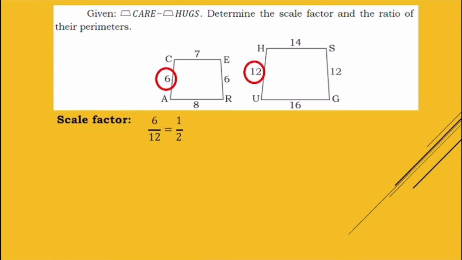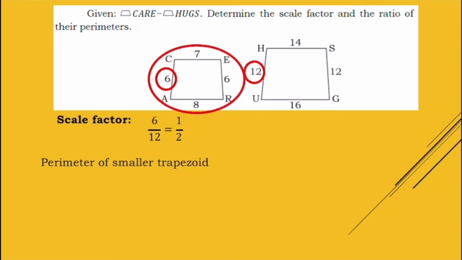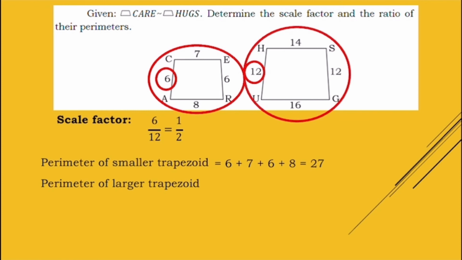For the perimeter of the smaller trapezoid, we're going to add 6 plus 7 plus 6 plus 8, which is equal to 27. That is the perimeter of our smaller trapezoid. Let's proceed now to the perimeter of our larger trapezoid. By adding 12 plus 14 plus 12 plus 16, we get 54.